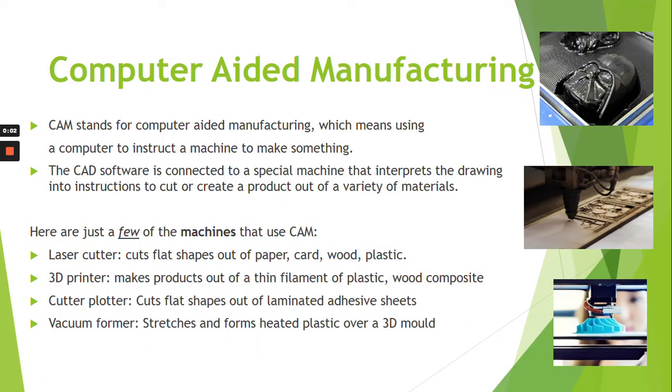There are lots of machines that are CAM machinery. A fantastic example of this is a laser cutter. A laser cutter takes its instructions from the CAD drawing and knows exactly how to cut out the piece of material that it's presented with.